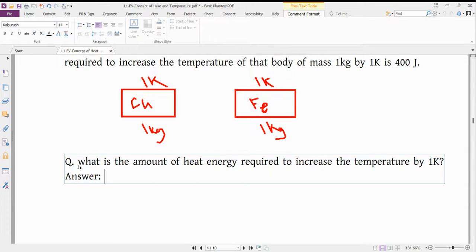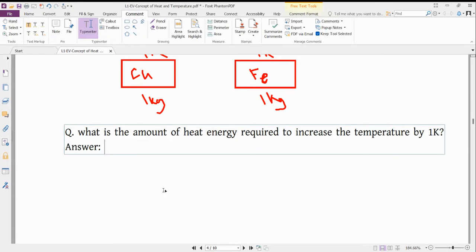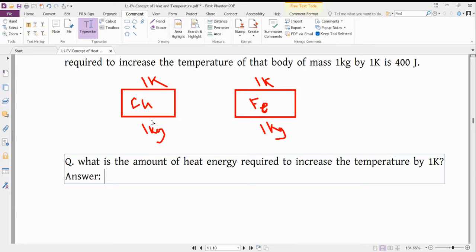Very simple question, and the condition is also very simple. Both of these bodies have a mass of 1 kg and the temperature change is 1 Kelvin. But the important parameter is that the material of these bodies is different. One is copper, another is iron. So the amount of heat supplied to these bodies must be different because the material is different. And to answer this question, we have to know the specific heat, as it is directly related to the material, and we have to know the specific heat of copper and the specific heat of iron.